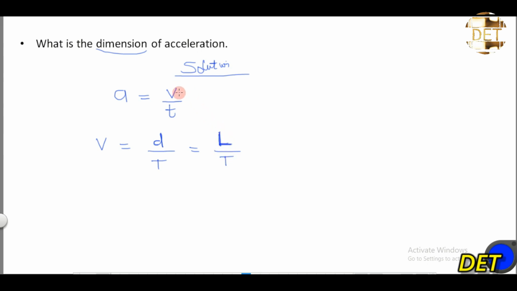So if I put that here, my acceleration will be equal to, instead of writing velocity here, I'm going to write the dimension, which is L all over T, right? So that will be L all over T times the T that I have here. That will give me my acceleration. So acceleration is equal to L all over T squared, or L T raised to the power of minus 2. When I take this power T raised to the power of 2 up, it becomes T raised to the power of minus 2. So this is my dimension for acceleration.